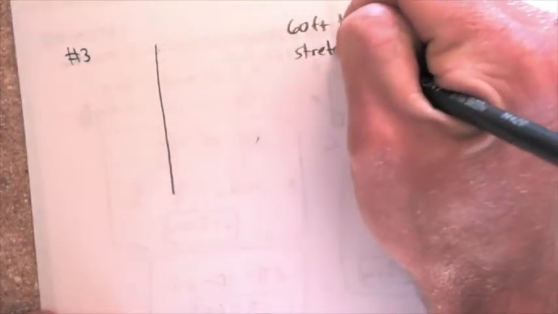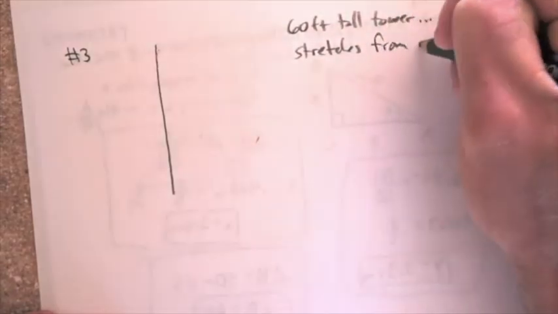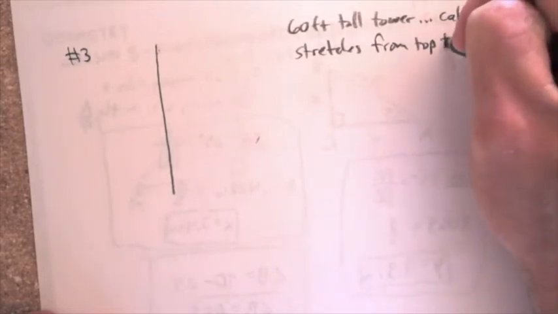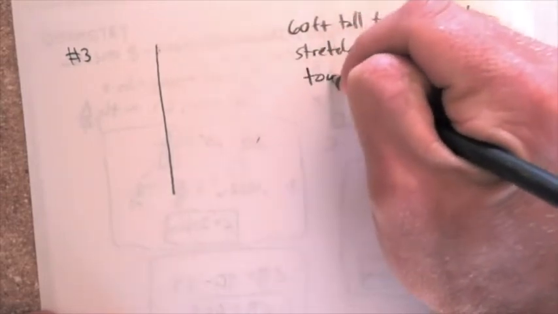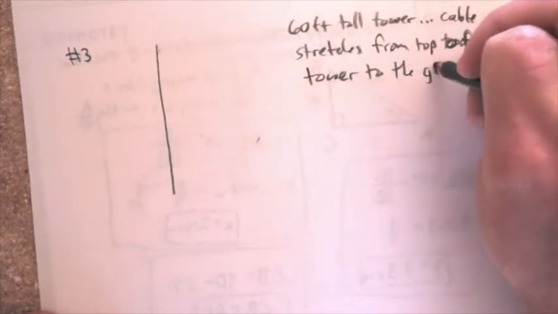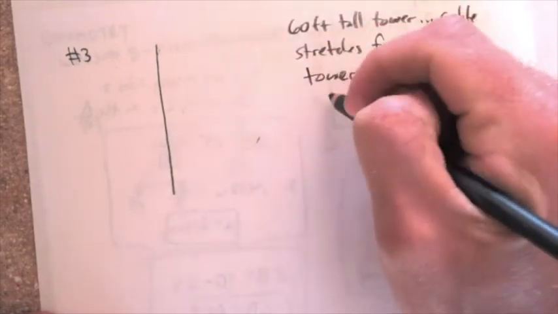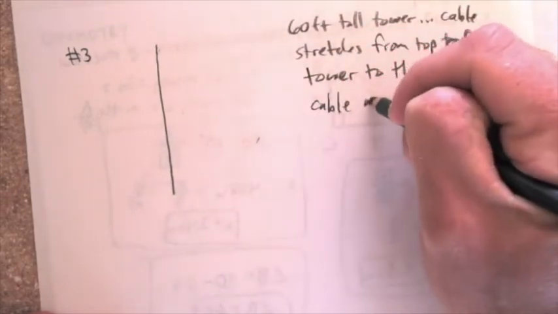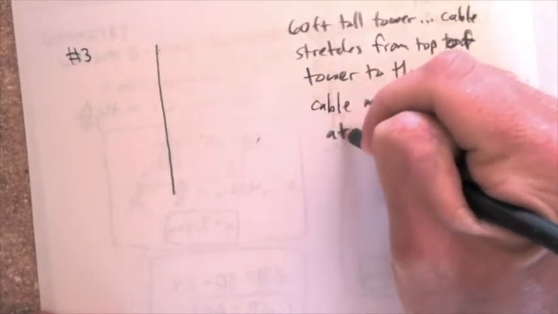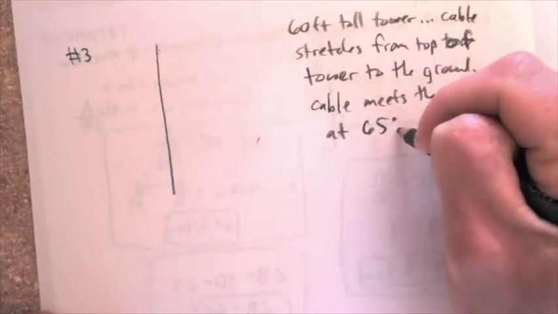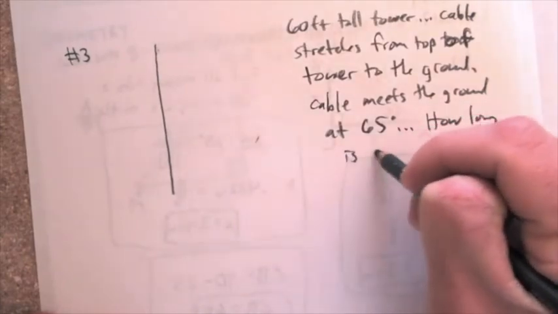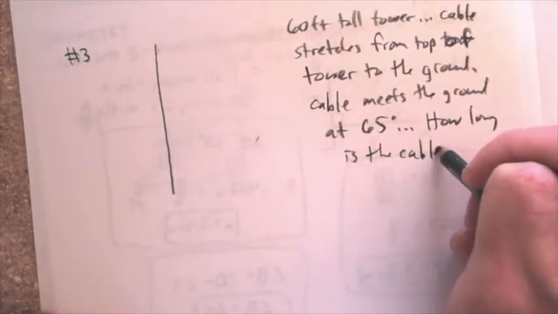stretches from the tower to the ground, from the top of the tower to the ground. Let's say the cable meets the ground at 65 degrees. The question will be, how long is the cable? Okay, so it'll be something like this. And I'll show you how you can draw that out.